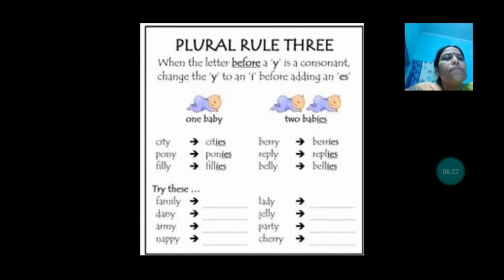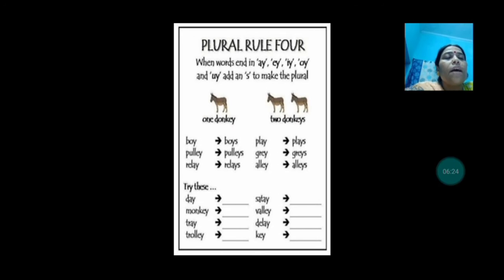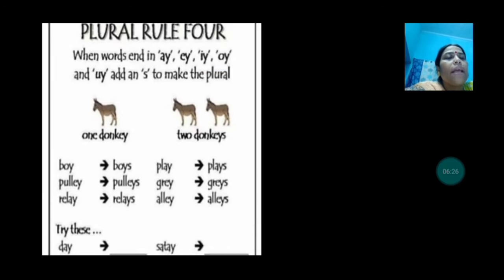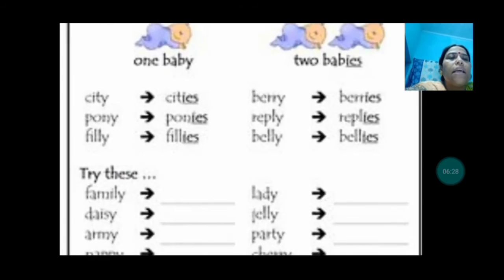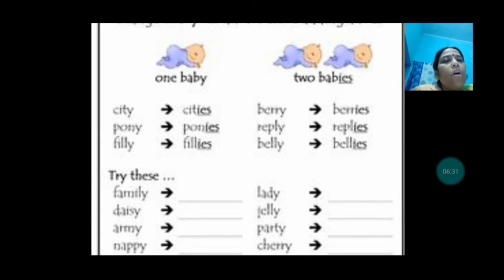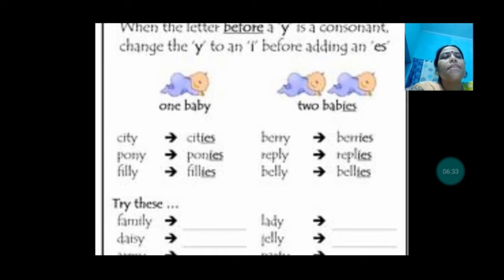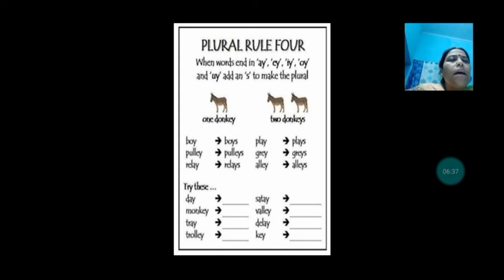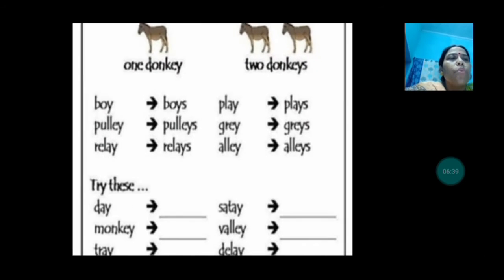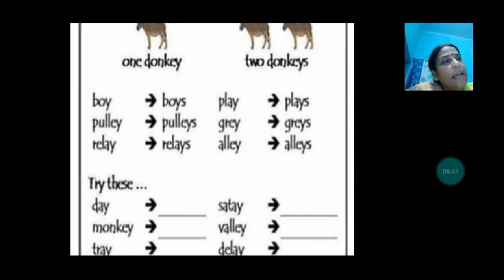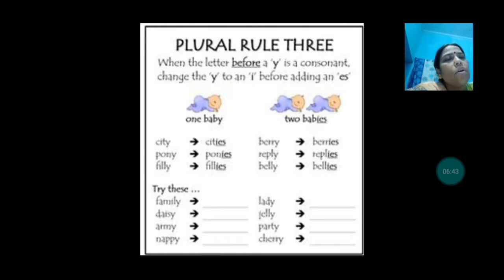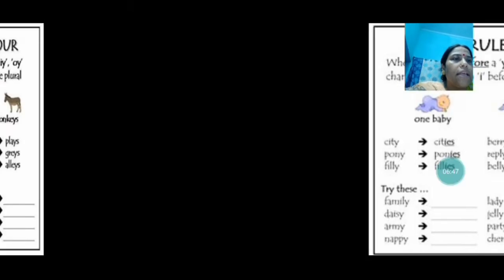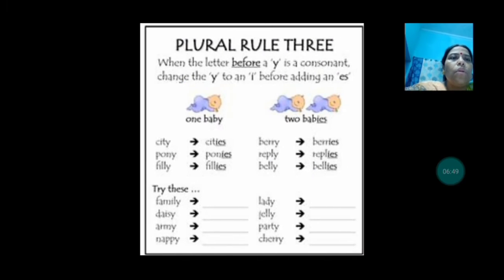In this group there is a consonant before y, and in this group you have a vowel before y. So when there is a vowel before y we will add s, and when there is a consonant before y we will remove y and add ies. That's the rule.